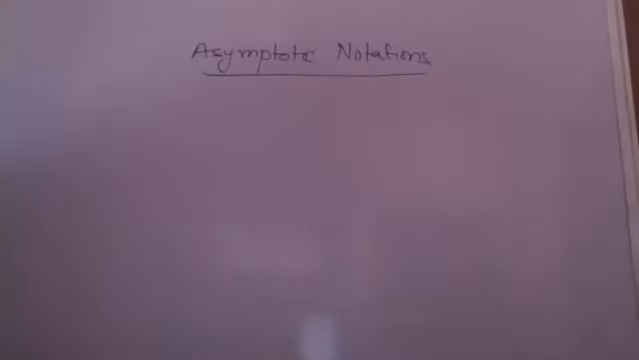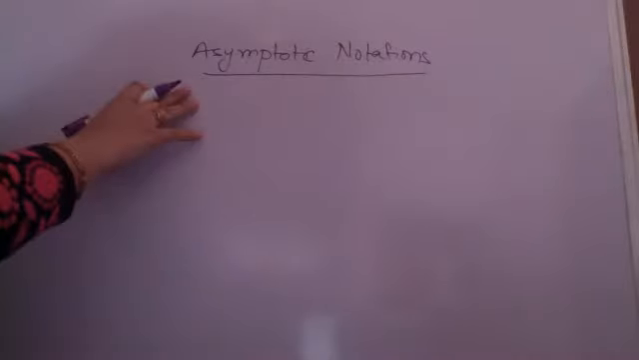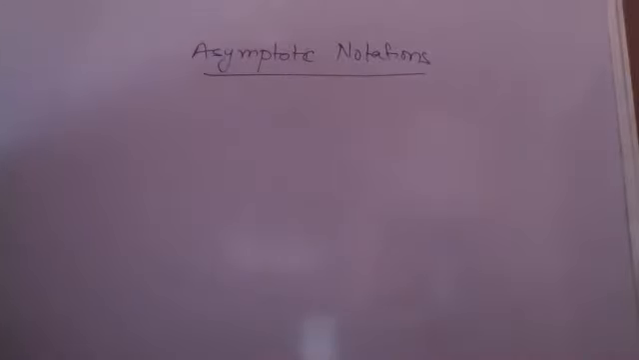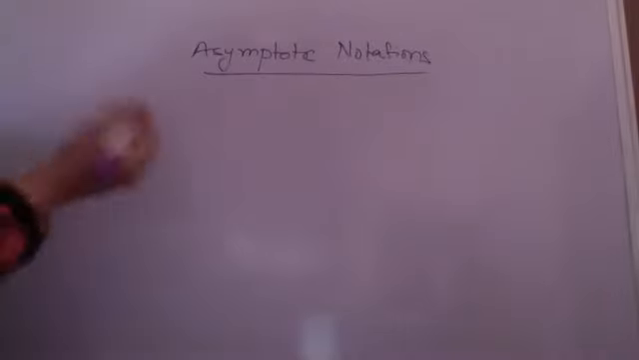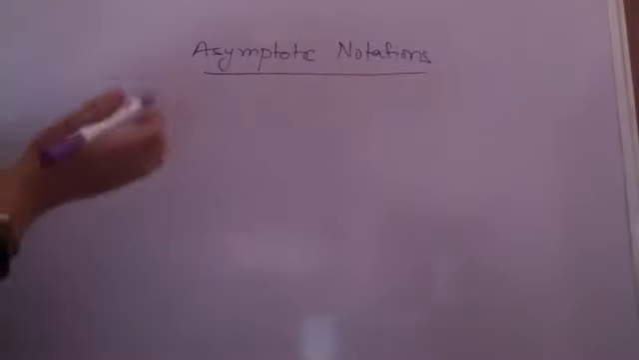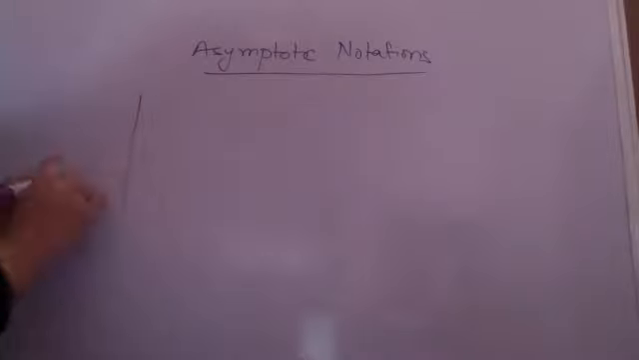What asymptotic notations mean here is that we are trying to find some notations in the form of asymptotes, which are going to help us in calculating the complexity of our algorithm. So we move on to big O, theta notation and some other notations. What do I mean by a notation?